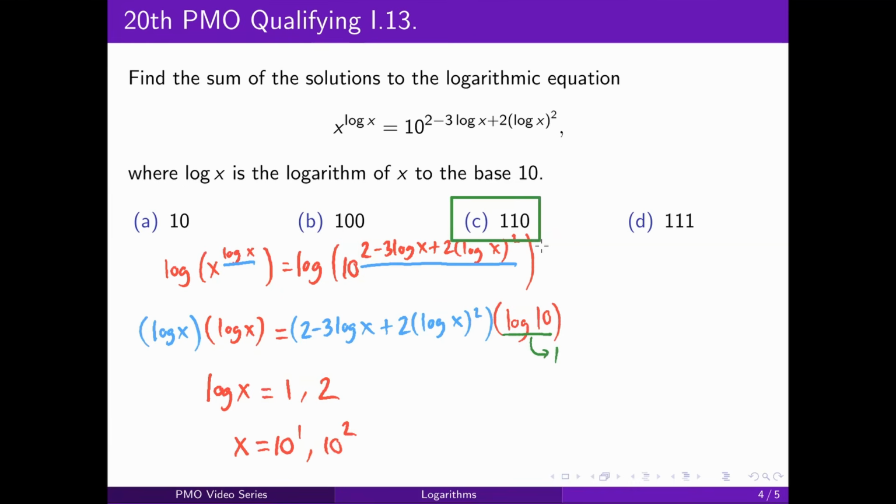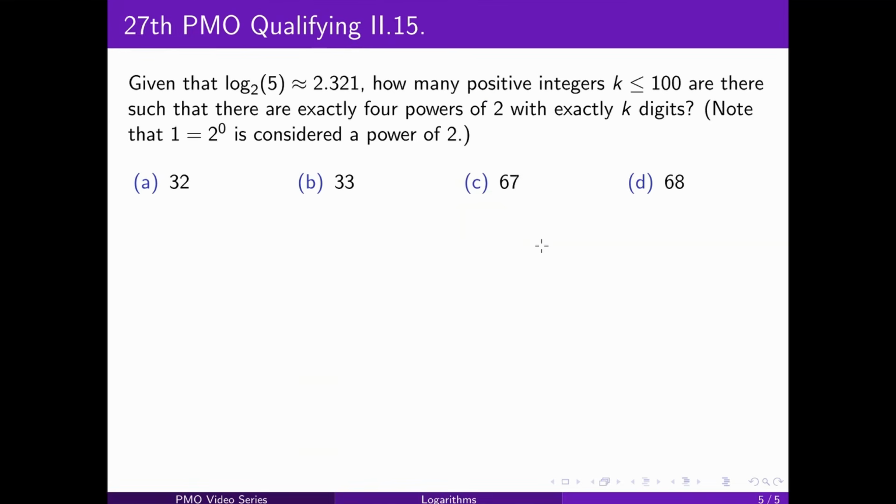Great. So that's the first item. And here's another one from the recent PMO. So we have a very interesting question here. We're given a specific logarithm, log 5 base 2, and we're asked how many positive integers k at most 100 are there, such that there are exactly 4 powers of 2 with exactly k digits.